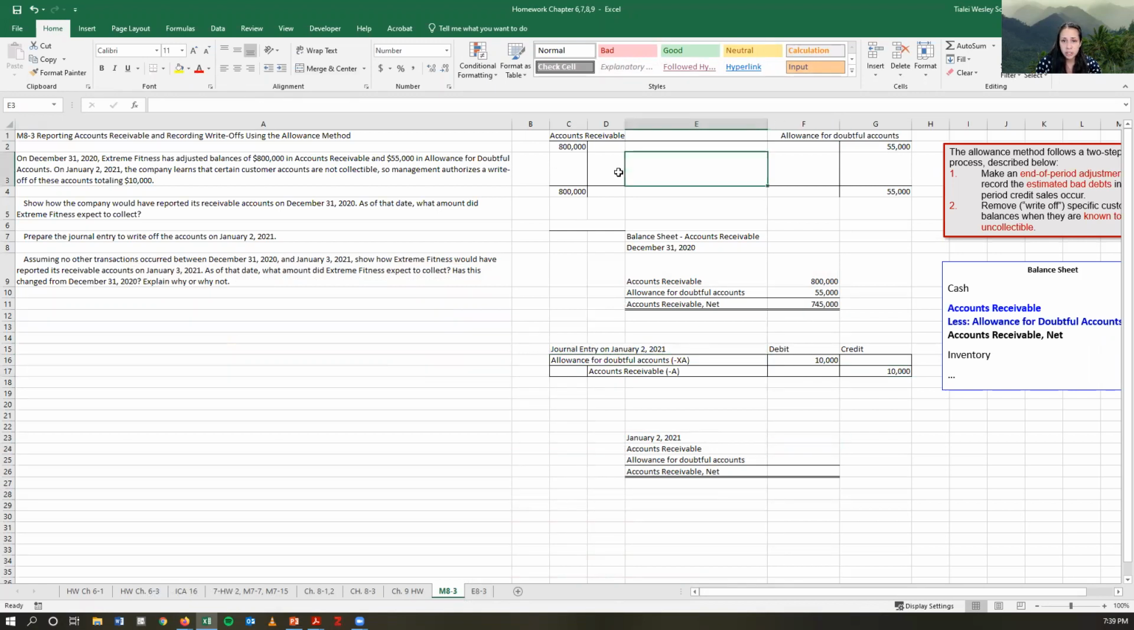And now with this journal entry, I'd post to my T accounts. So with this posting, I would credit my accounts receivable by $10,000, and I would debit my allowance for doubtful accounts. Okay, so I should probably copy and paste these values. Those don't change, that's December 31st. And then I'll redo that to make sure at January 2nd I have the right amounts.